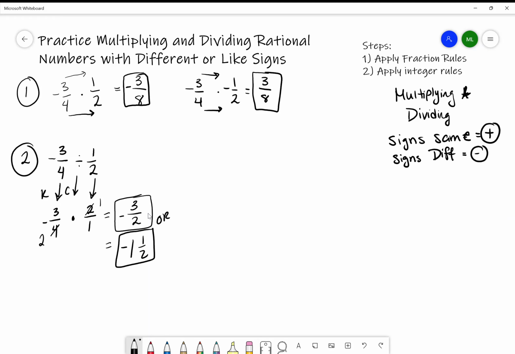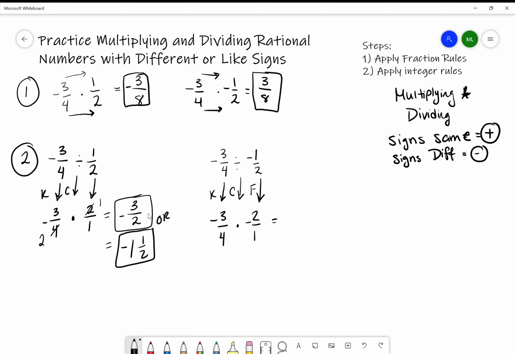Now let's try if they both were negative. So I have negative 3/4 divided by negative 1/2. Apply the same exact rules. Keep the first one the same and keep its sign as well. Then change the division into multiplication. Flip your negative 1/2, so it becomes negative 2 over 1. You still keep the sign, right? And then multiply as you would fractions.